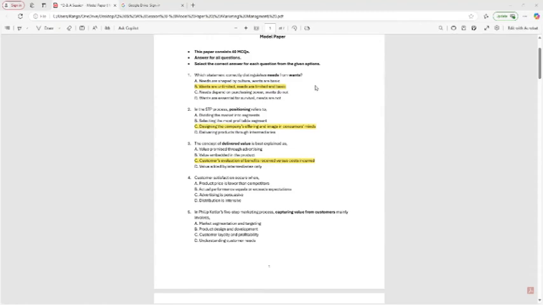Product price is lower than competitors. Yes, sometimes it also may be correct, but it is not the answer we learn in our lecture series. It is not the correct answer for that topic.